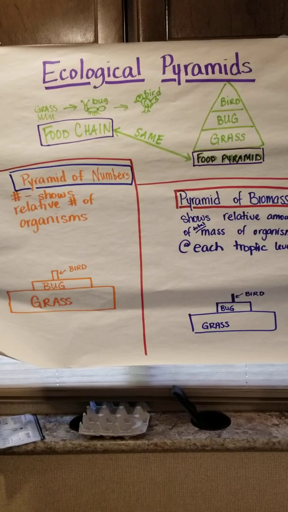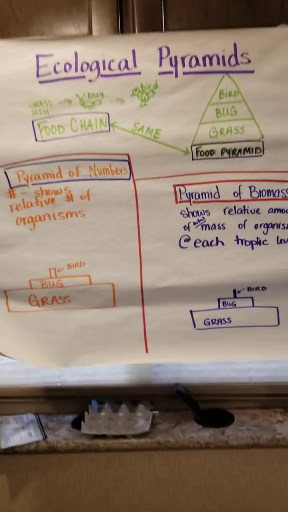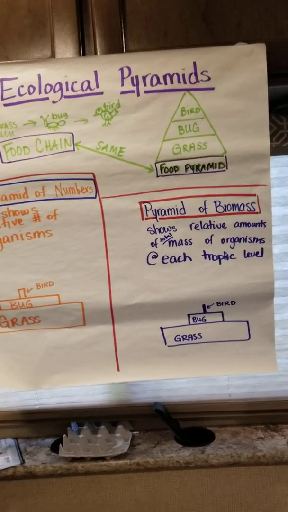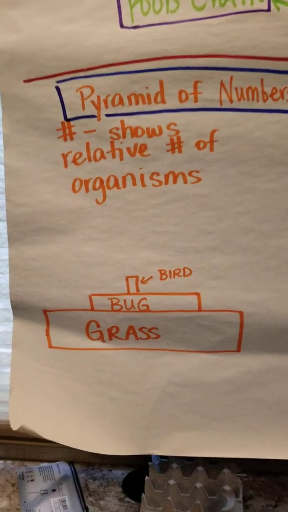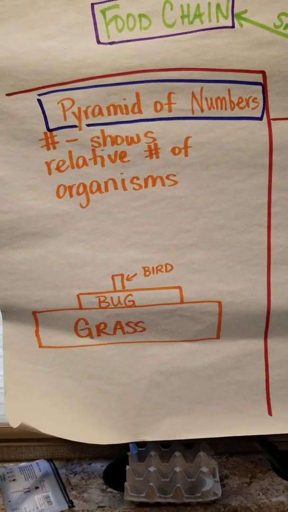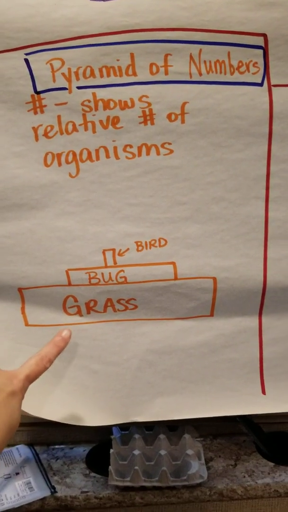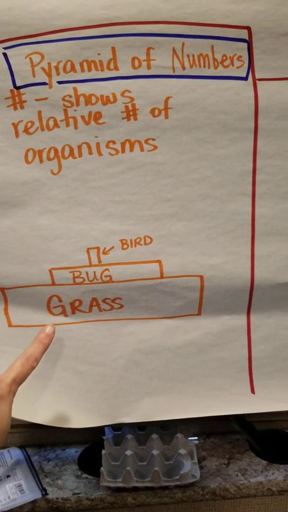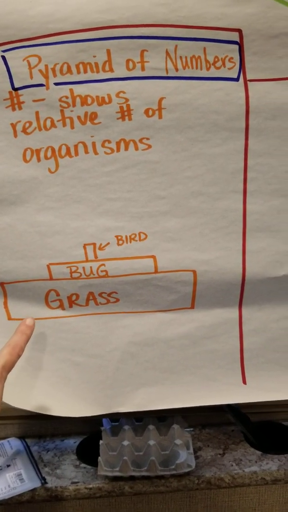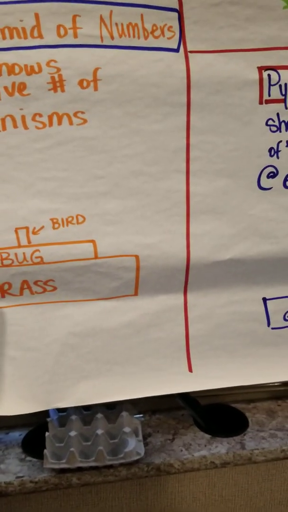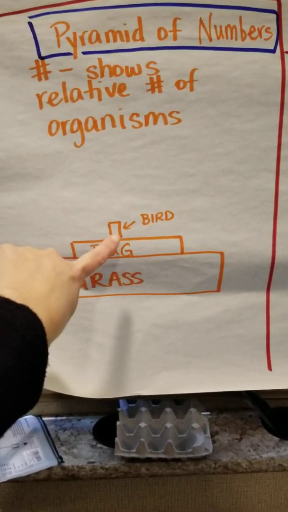But, of course, there are a few little differences between the food pyramid and the other two. So let's talk about these. In the pyramid of numbers, please note that it shows the relative number of organisms. So when we're talking about grass, we're talking about individual blades of grass. And it's going to take a whole lot of blades of grass to feed the bugs. And again, there's going to be a whole lot of bugs to be able to keep that bird alive.